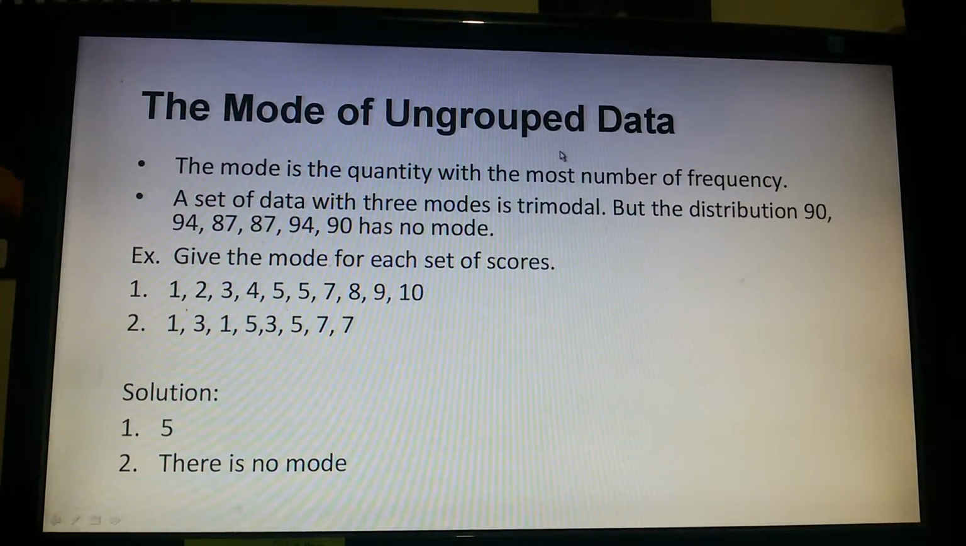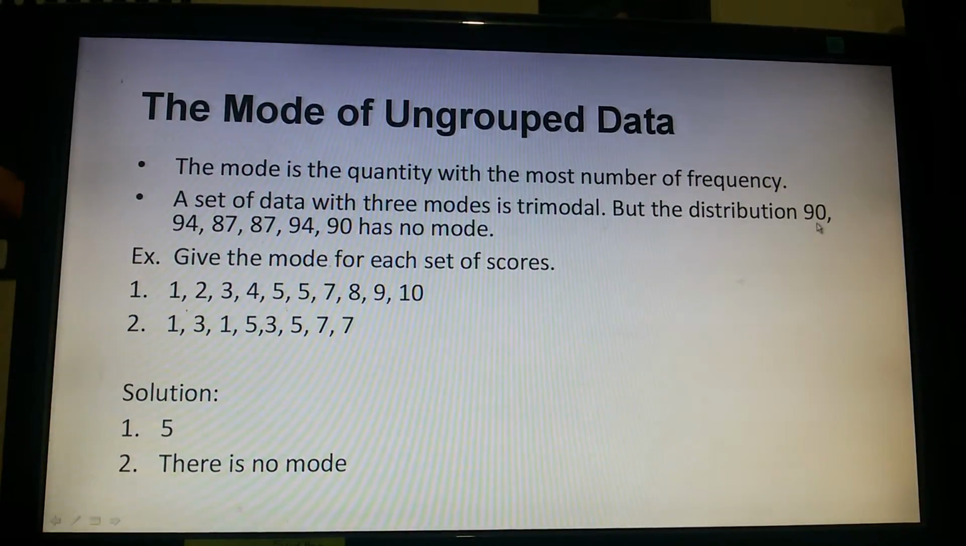The mode of ungrouped data. The mode is the quantity with the most number of frequency. A set of data with 3 modes is trimodal, but the distribution 90, 94, 87, 87, 94, and 90 has no mode, since all of them have been repeated in the set at least twice. So there cannot be any mode here. If there was to be a mode here, then we are to write 4. I don't think that's allowed. And here we have an example. Give the mode for each set of scores.